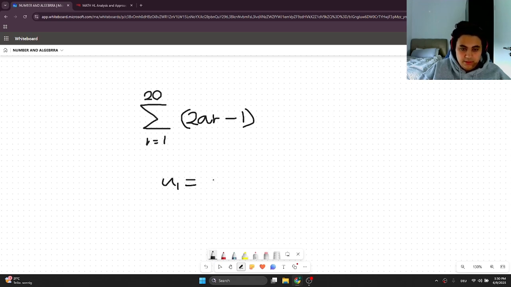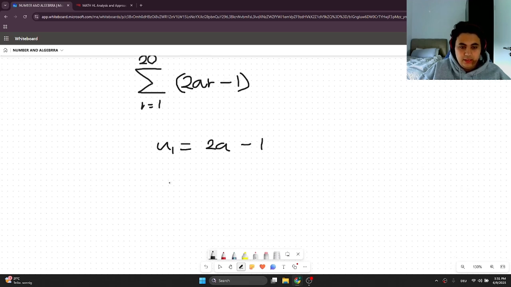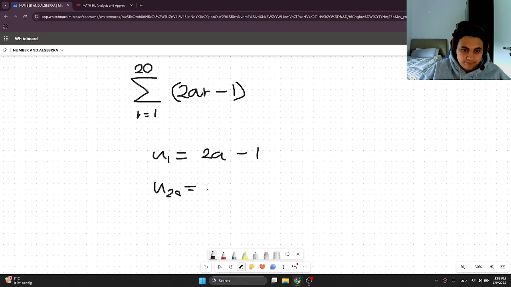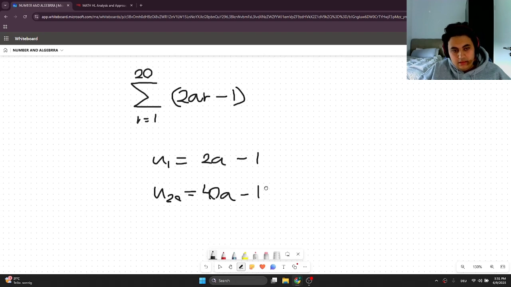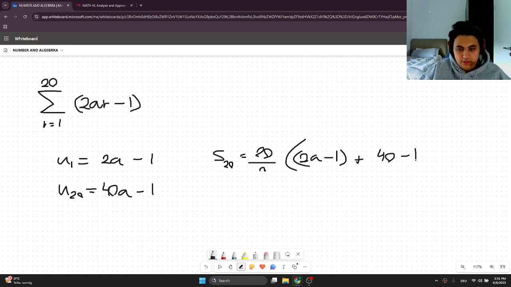So u1 is 2a times 1 minus 1. So this is u1. And then u20 is equal to 2a times 20, that's 40a, minus 1. Okay? And then we're going to say S20, sorry. So S20 is equal to 20 divided by 2 multiplied by 2a minus 1 added to 40a minus 1.